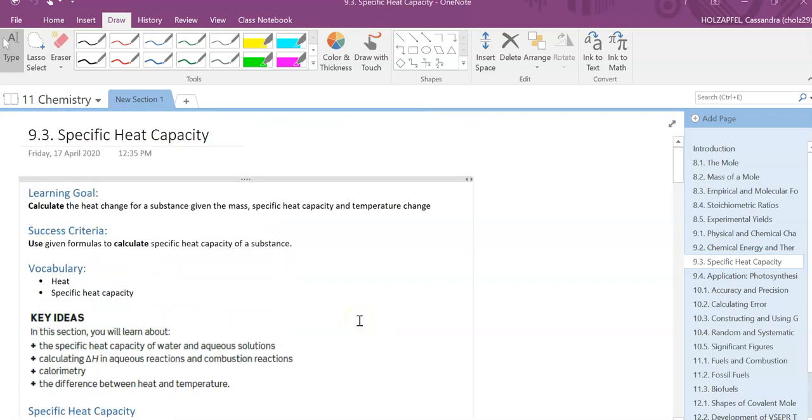Hi guys, welcome back. So this morning what we're going to have a look at is specific heat capacity. We're going to calculate the heat change for a substance given the mass, specific heat capacity, and temperature change.